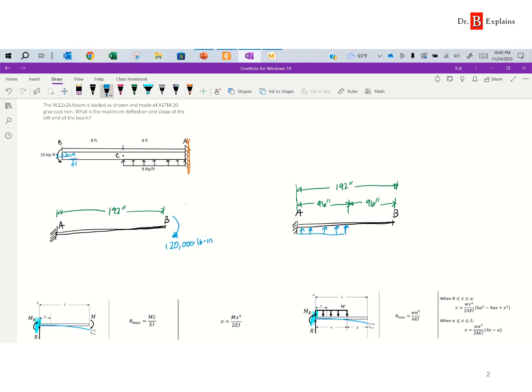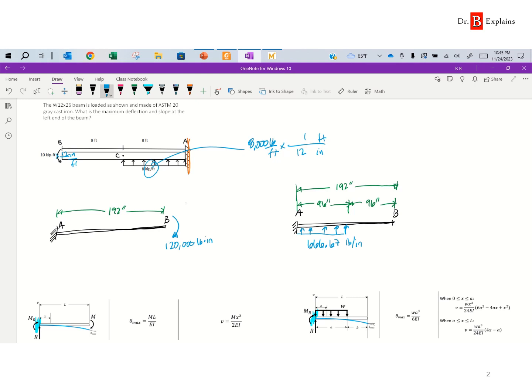Similarly, let's convert the distributed load, which is over here, 8,000 pounds per foot. But again, we want to work in units of inches. So in 1 foot, there's 12 inches. So we take 8,000 divided by 12, and we get 666.67 pounds per inch. Now we have everything in the base units so that we can plug into the formulas.